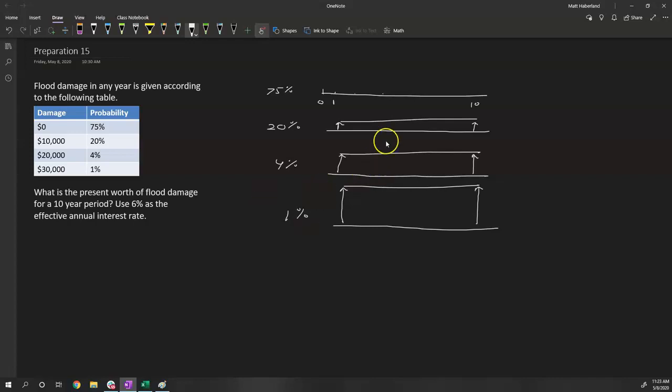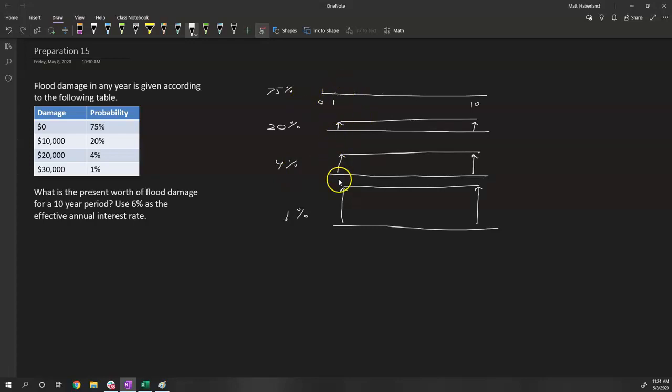So I think there's two ways we could do it. We could calculate the net present value of each of these and then take the expectation of those, or we could take the expected value of the cash flow in each year and then we could find the net present value of that. I think it's probably going to be easier to do the expected value. Well, let's do it each way. All right, so let's do it the first way.